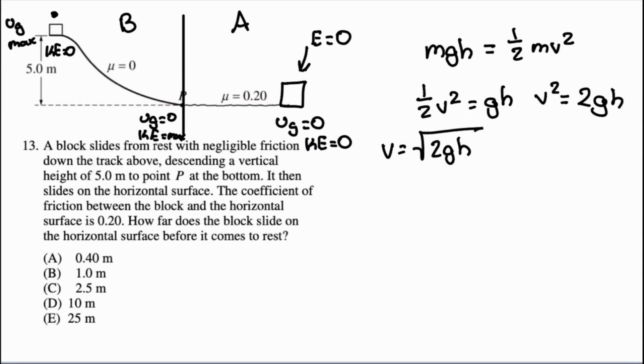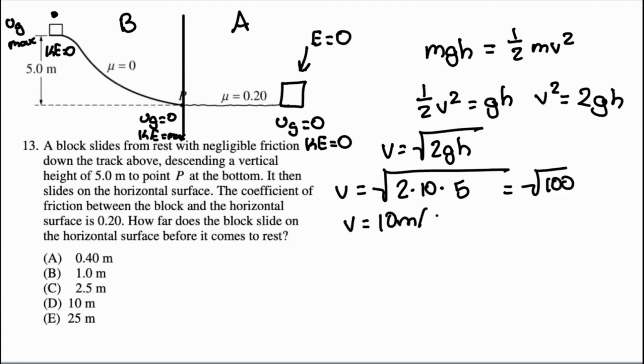And we're just going to substitute our values in right now. We have 2 times 10 times 5, which is equal to the square root of 100. And so v is equal to 10 meters per second. Now we need to address this friction filled area right here. So we're going to set up our energy equation. We have our initial energy minus the work done by the friction is going to be equal to our final energy, which we already established to be 0 since it doesn't possess any potential or kinetic at the end of its motion. So that's just going to be equal to 0.